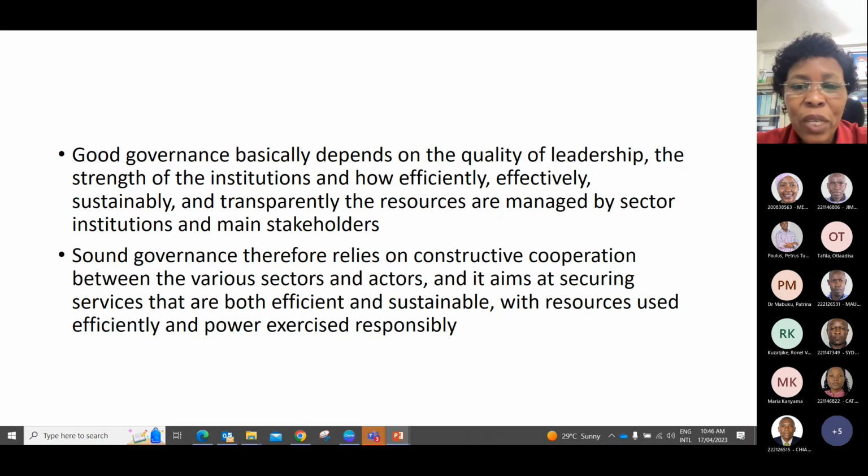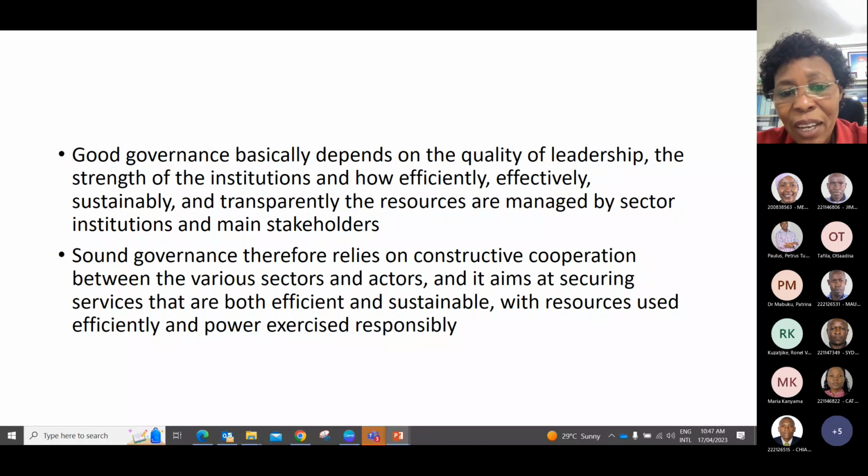We are all stakeholders when it comes to water. And honestly speaking, it is in our own interest, everybody is interested to get to understand what is going on and why. And then literature also informs that sound governance therefore relies on constructive cooperation. This is what I said about being transparent. When you are transparent, it means you are encouraging cooperation between various actors and sectors.